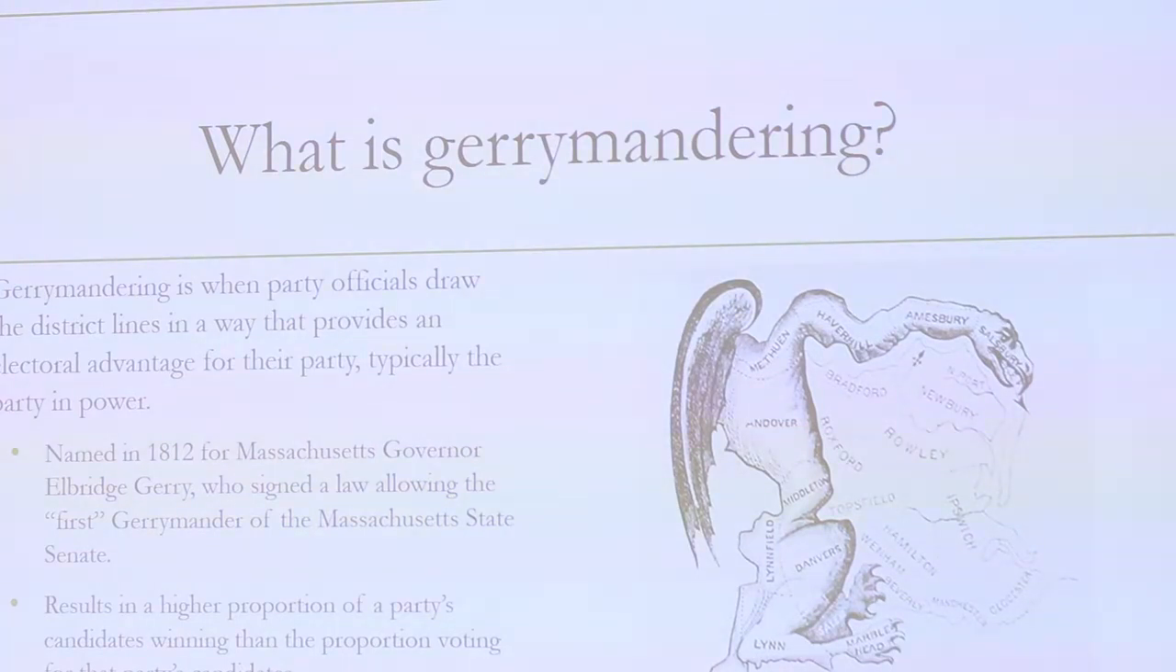Notice here, if you're curious how it started, how they got the name, it was named in 1812. This is when it first happened for Massachusetts Governor Elbridge Gerry, who signed a law allowing the first gerrymander, which you can see was satirized in one of the major papers after the law was passed, to criticize how questionable it was.